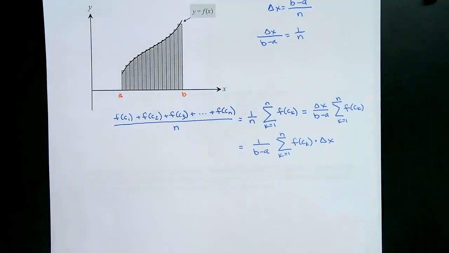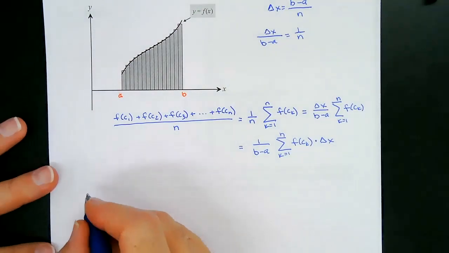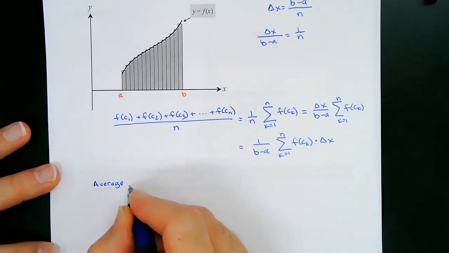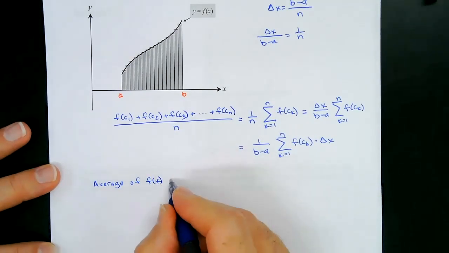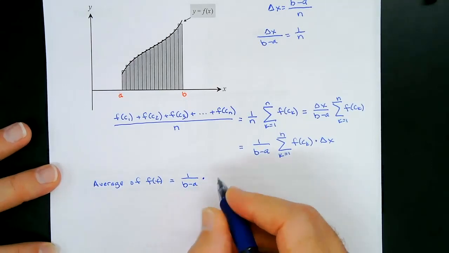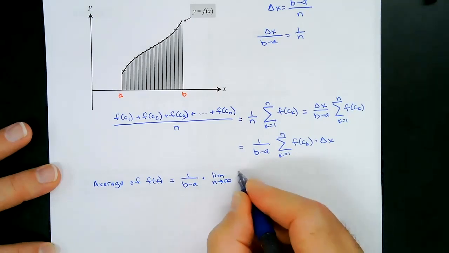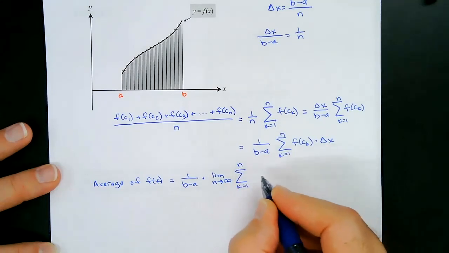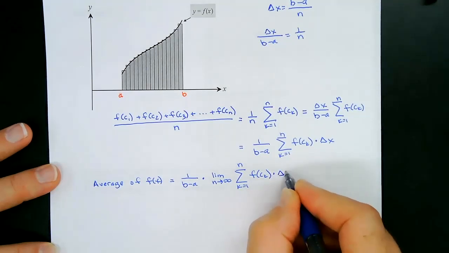All right, that's how we can find the average of them. We have to do a limit. So the average of f of x would equal 1 over b minus a times the limit as n approaches infinity of sigma, k equals 1 to n, of f of c sub k times delta x.